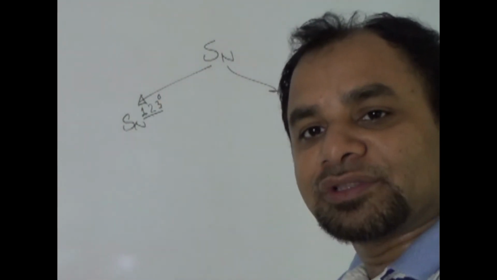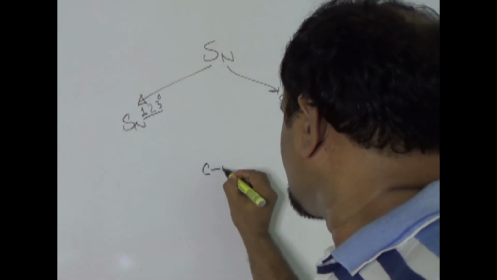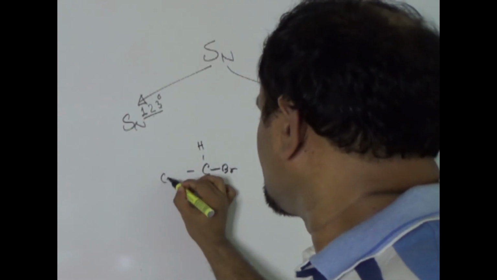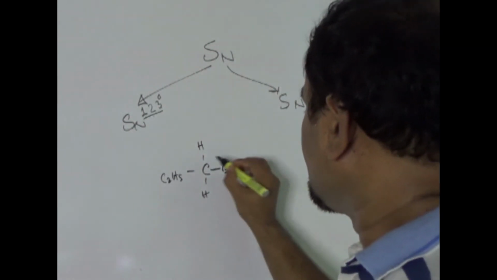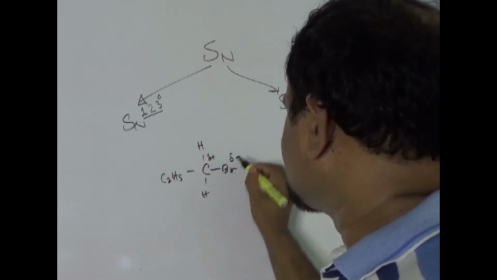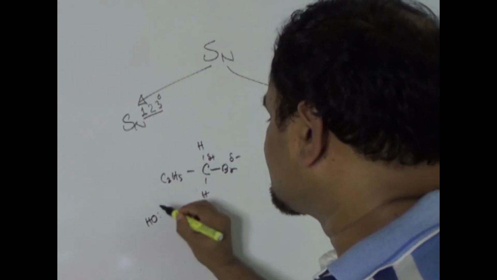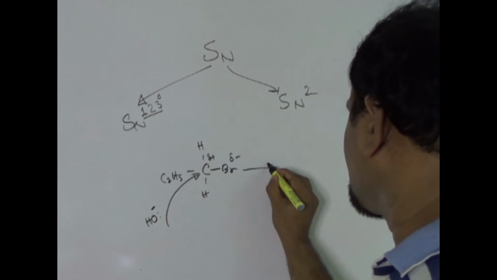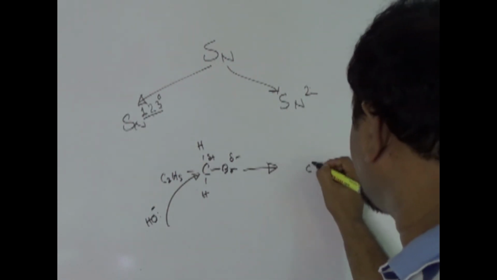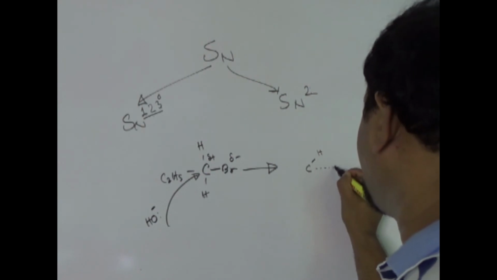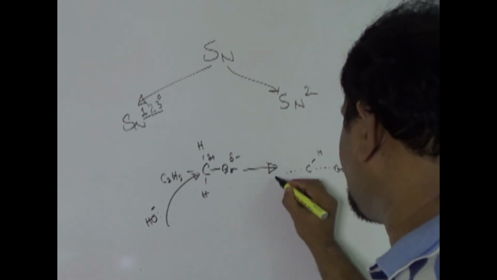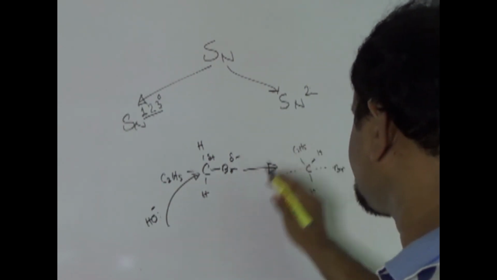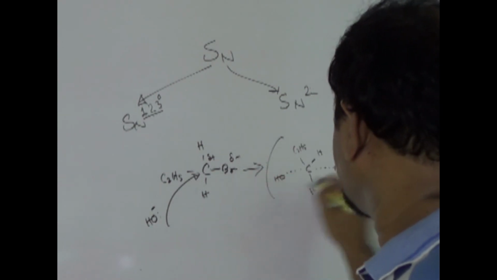Now SN2 mechanism. H, C2H5. Here the C is partially plus and the Br is partially minus, so nucleophile will attack just opposite to the bromine, and so the product CH, this is half broken and this is half made, OH, C2H5, then Br. The overall charge is here negative.